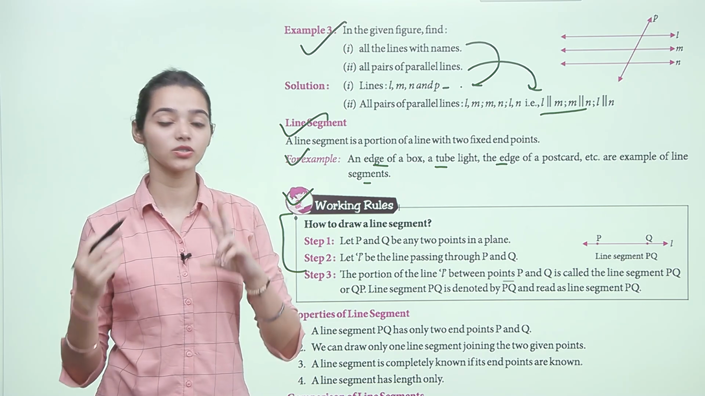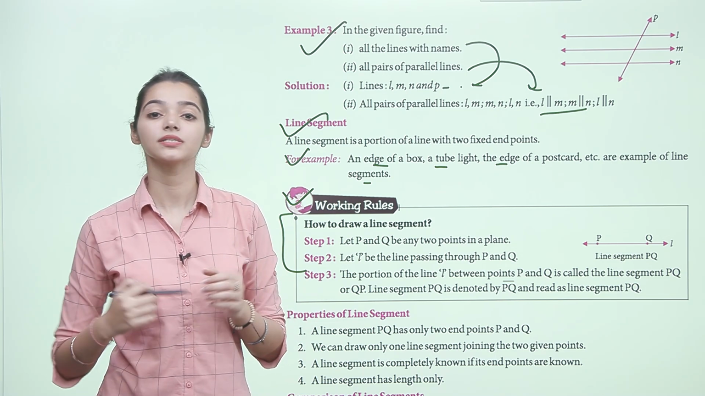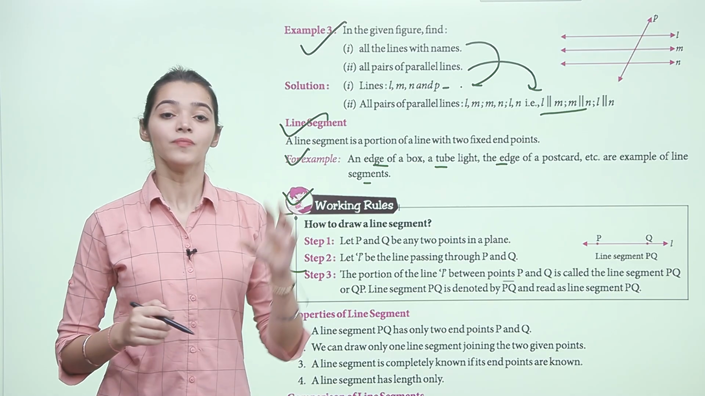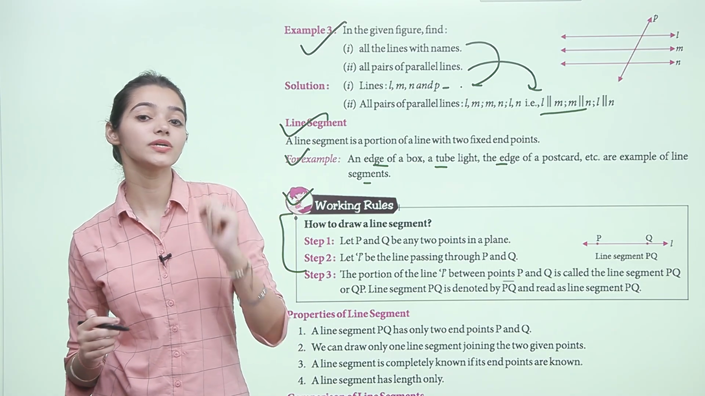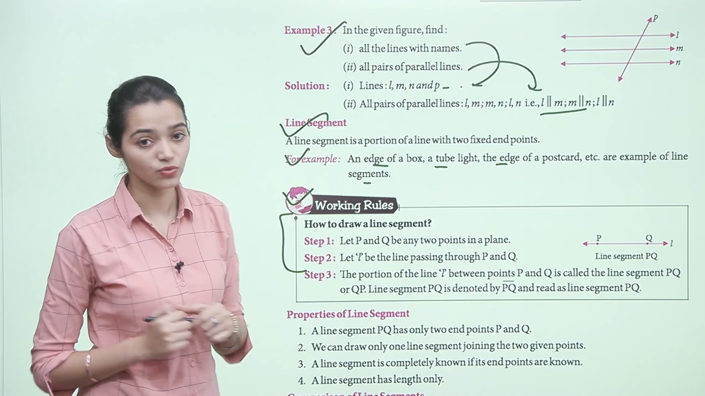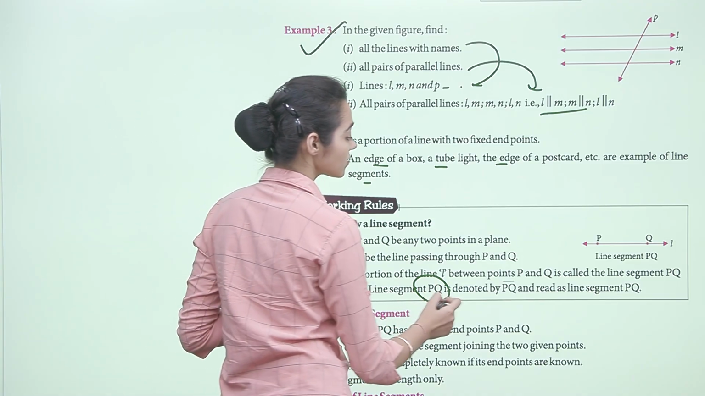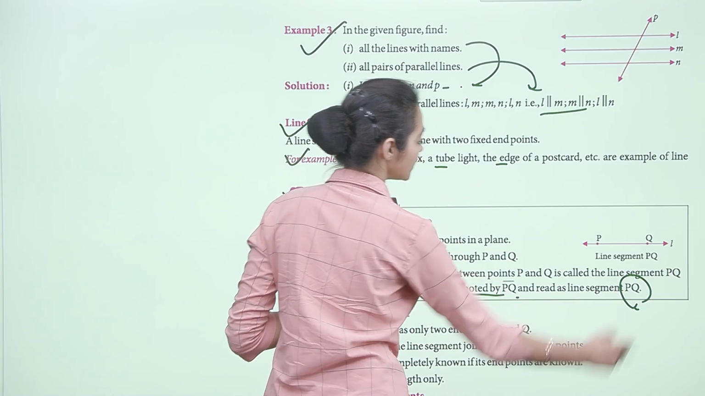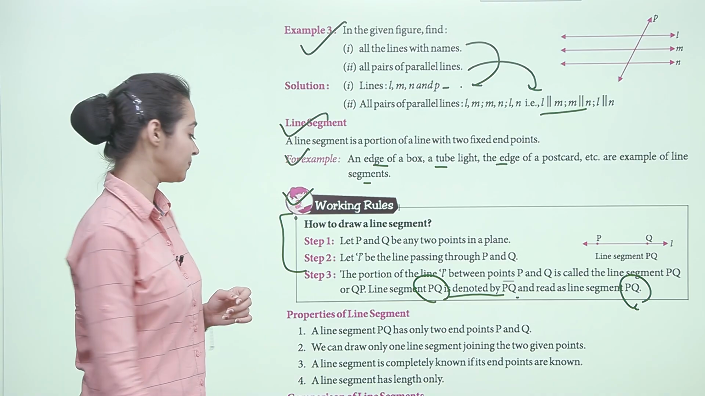Let P and Q be any 2 points in a plane. Let L be the line passing through P and Q. The portion of line L between points P and Q is our line segment PQ, and line segment PQ is denoted by this symbol, and it can be read as line segment PQ.